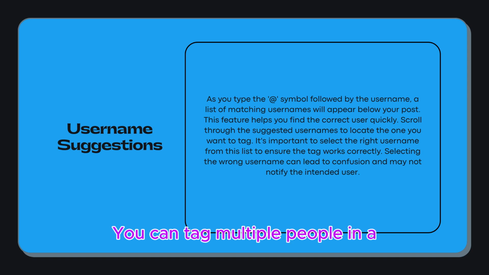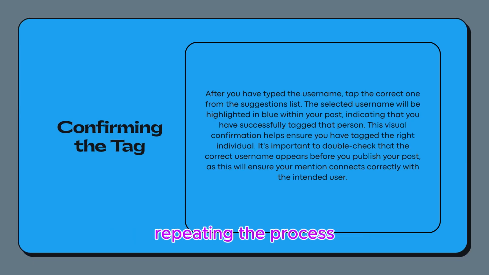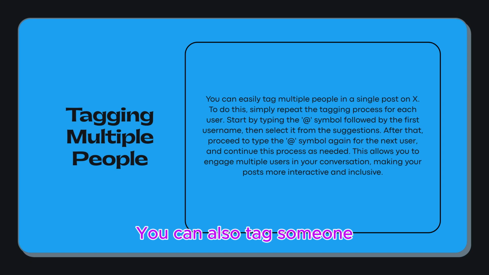You can tag multiple people in a single post by repeating the process. When you publish the post, the tagged users will receive a notification that they were mentioned. You can also tag someone in a reply to an existing post, simply tap the reply arrow, type @ and their username, and then send your reply.